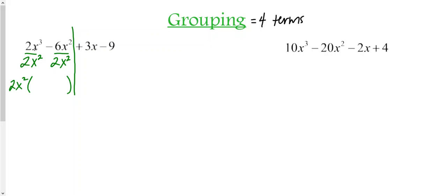Let's see, do I have x's left? I had 3. I took 2 out, so I have 1x left. Minus 6 divided by 2 is 3. X squared, I took them all out.